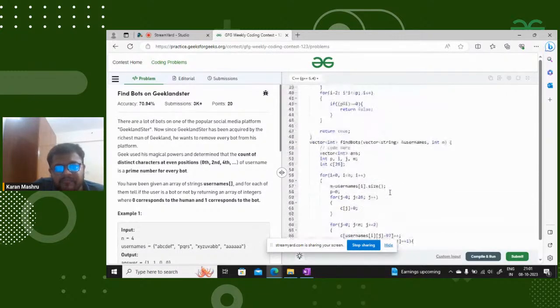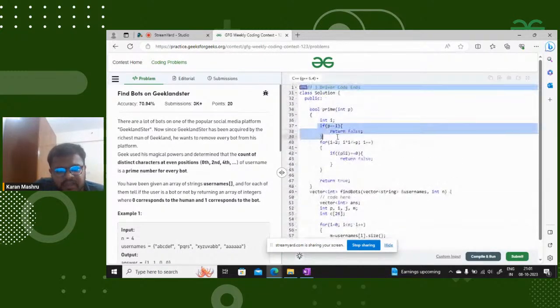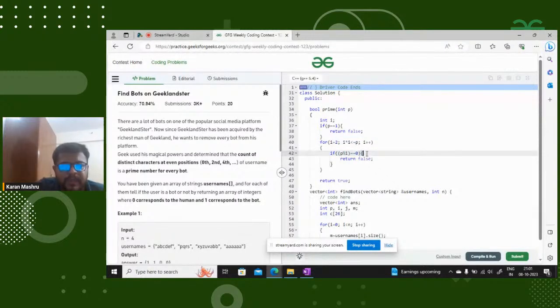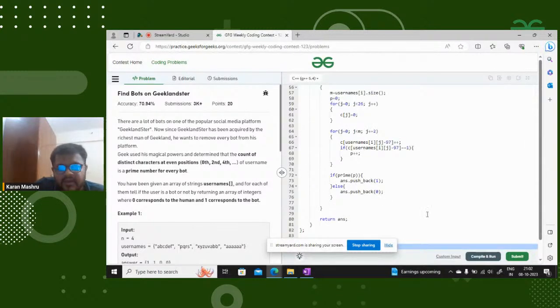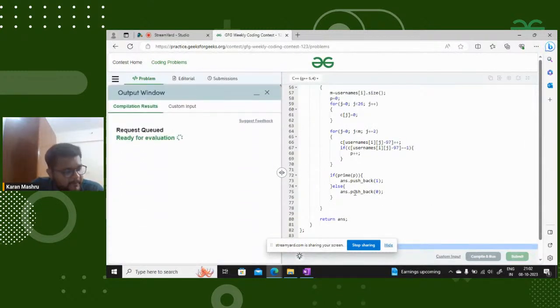If we look at the prime function, it basically says if P is 1, return false because 1 is not a prime number. Otherwise, for 2 to square root of P, if there is any i which divides P, if there is a factor of P, then it is not a prime number. I'll return false. And if this does not occur anytime, finally I will return true, saying that it is a prime number. Now, is everything clear?